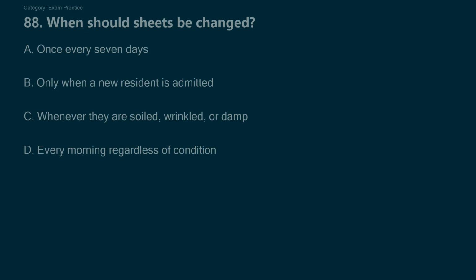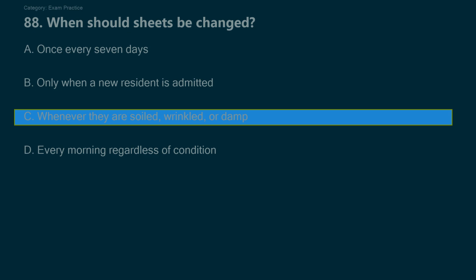Question 88. When should sheets be changed? Option A. Once every 7 days. Option B. Only when a new resident is admitted. Option C. Whenever they are soiled, wrinkled, or damp. Option D. Every morning regardless of condition. The correct answer is option C. Whenever they are soiled, wrinkled, or damp.